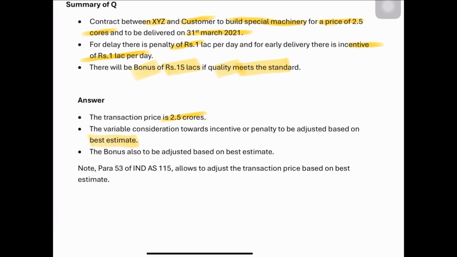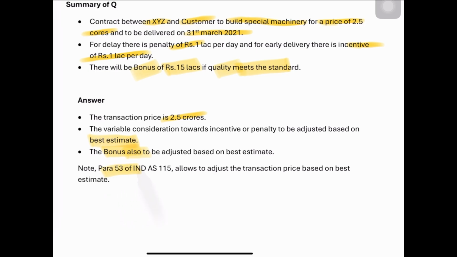As on date, the entity may not know whether the incentive or penalty would be there, but as they progress, or as they estimate based on their confidence level, the incentive or penalty should be brought into the transaction price. Here the incentive or penalty will be the variable consideration. And the bonus is also a kind of variable consideration, and that also needs to be adjusted to the transaction price based on the best estimate.